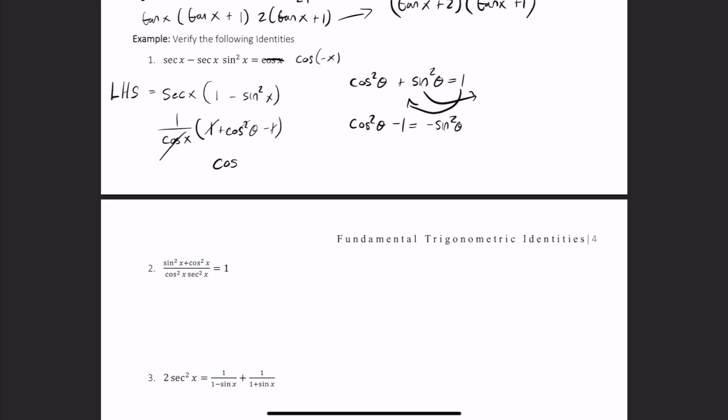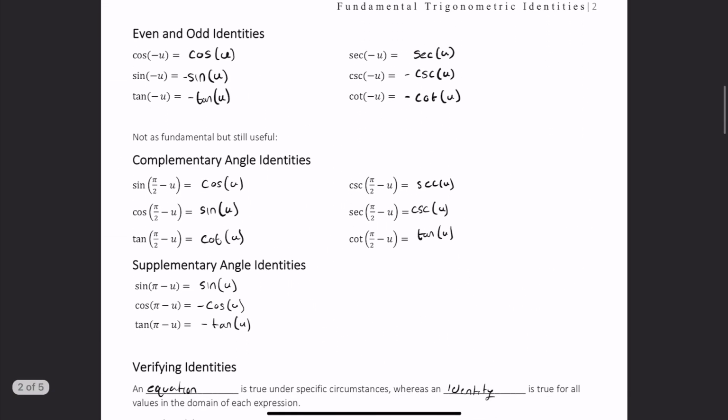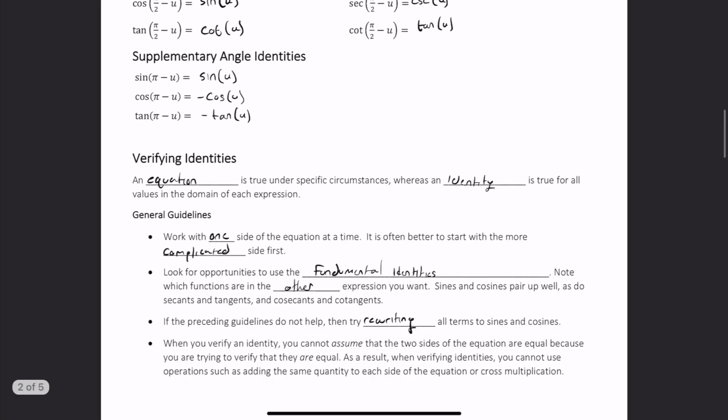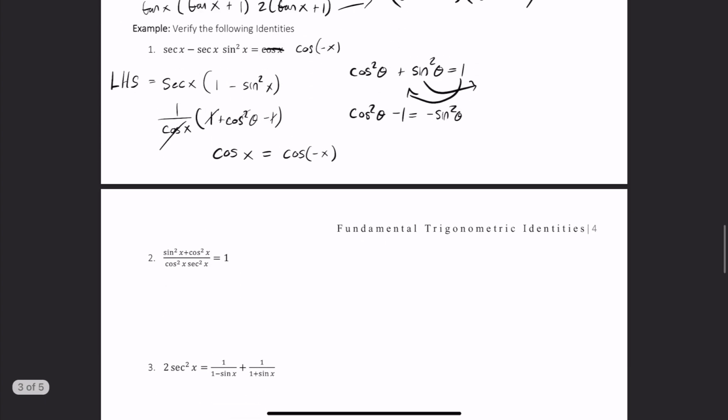Well, I said theta here. My bad. I meant to say x, same thing. Is equal to this right here. And then you might be wondering, that doesn't look equal. Well, if we remember our even and odd identities, actually, these two are in fact equal, and we have verified the identity.